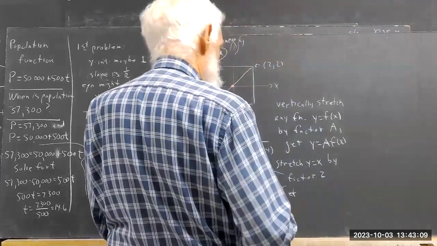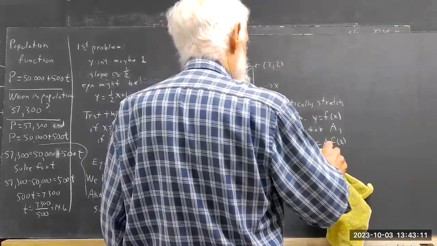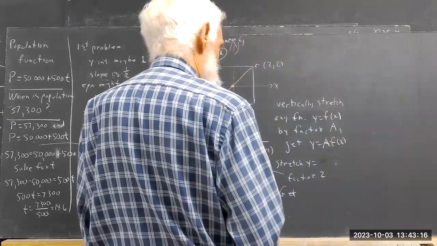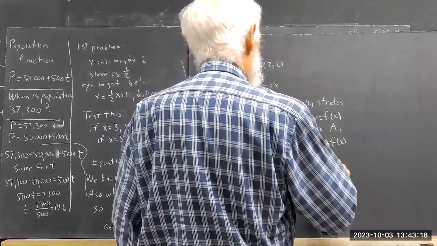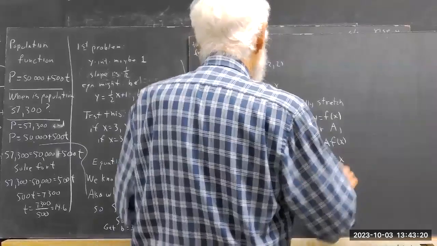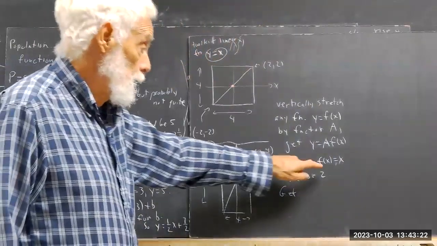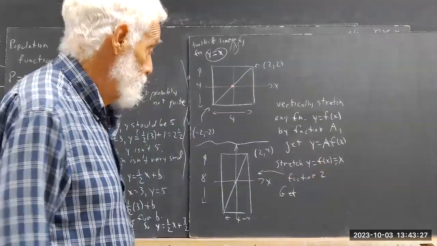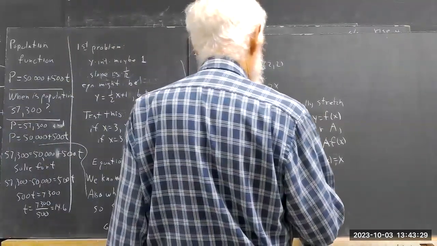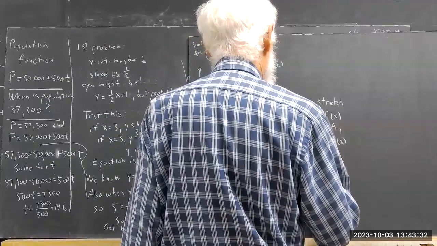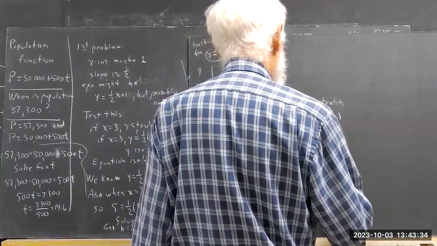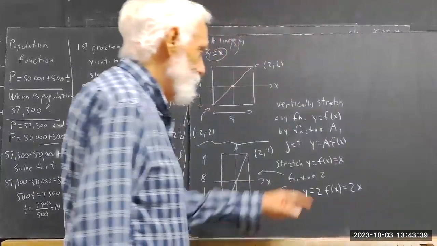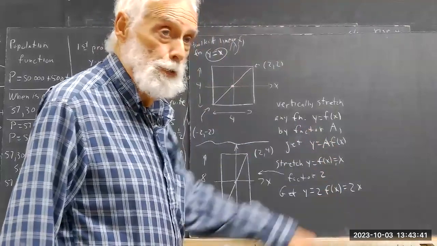And I want to work with f(x). I'm going to use y equals f of x equals x. That's just this function, but I'm calling it f of x now so I can apply this rule. We get y equals 2 f of x, which of course is 2x. f of x is x, 2 f of x would be 2x.